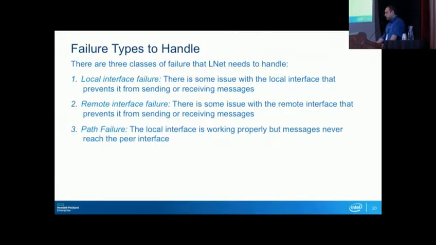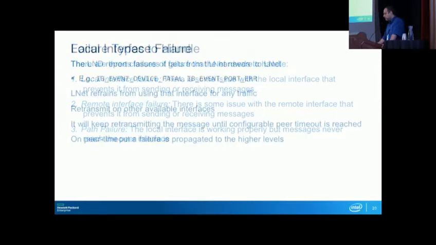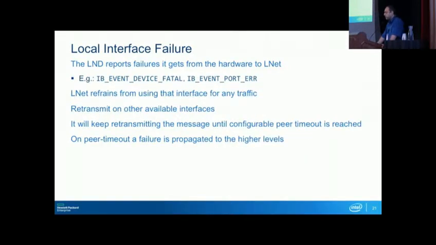So these are the three different types of failures, and like I was saying, there are soft failures and hard failures in this case. The hard failures are mainly for the local interface because we can receive events. For example, for local interface failures, you can receive events from the LND layer saying IB event device fatal or event port error. On those events, we know that you can't really use that interface anymore until there's an event saying that the device is available for use again. So LNet can refrain from using those interfaces for any traffic.